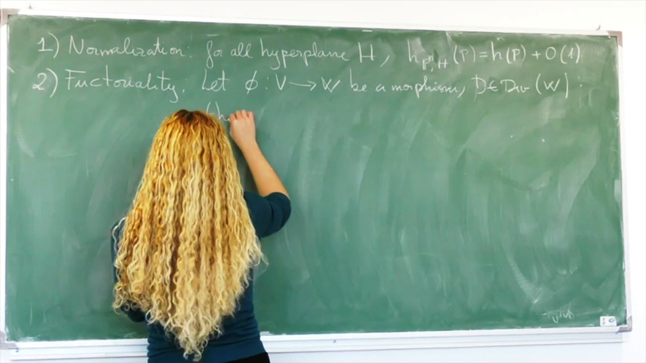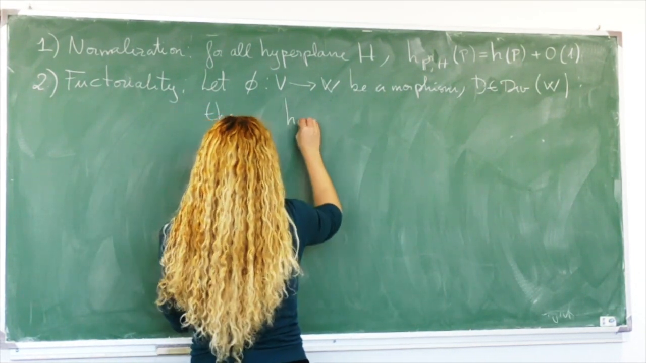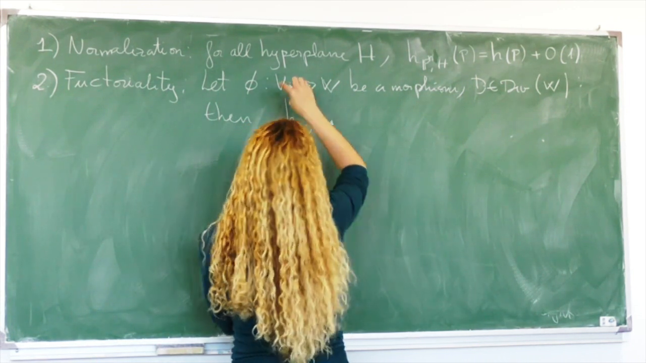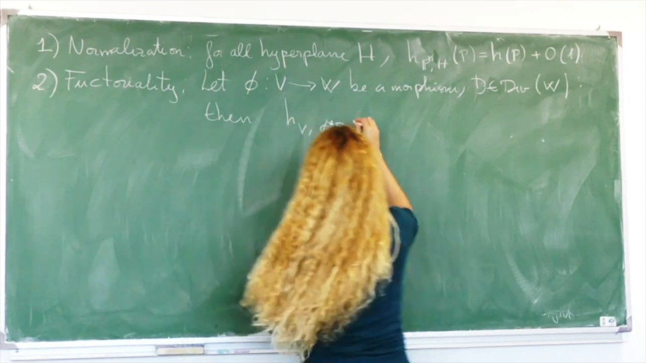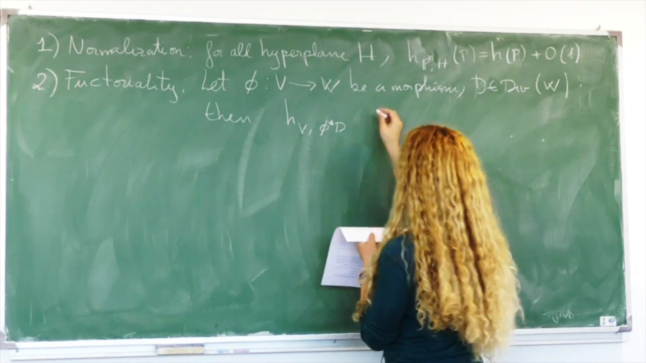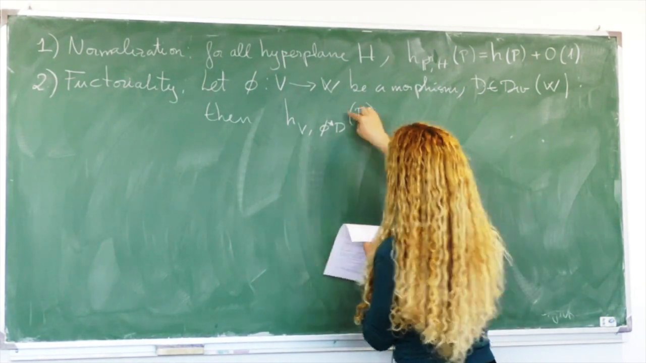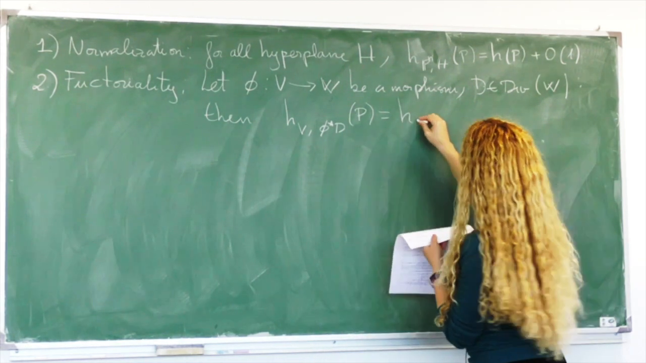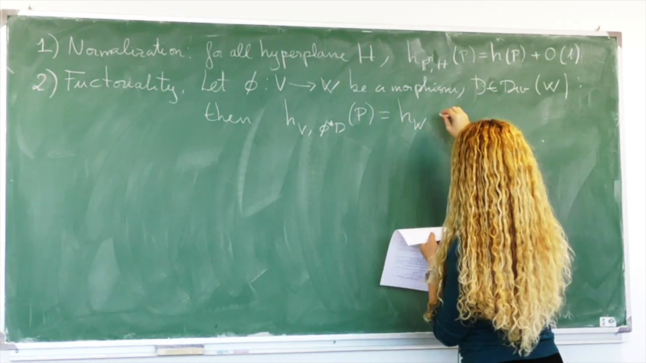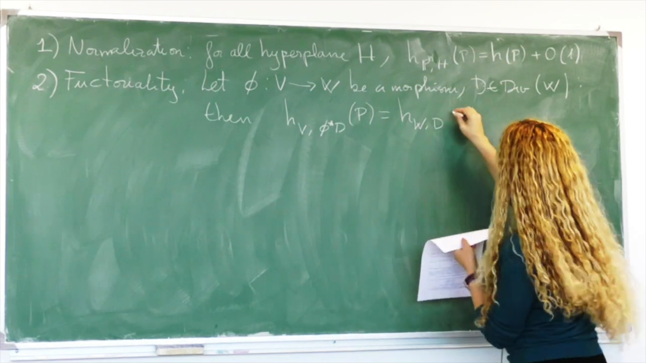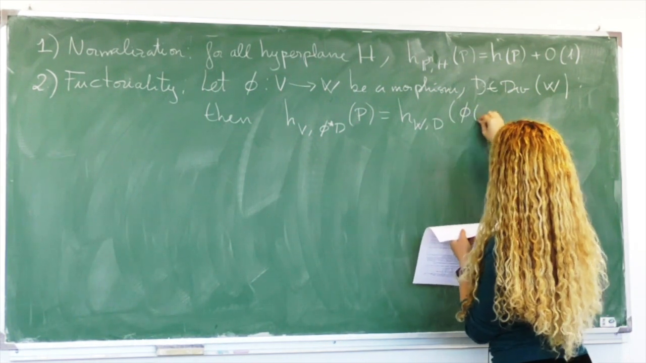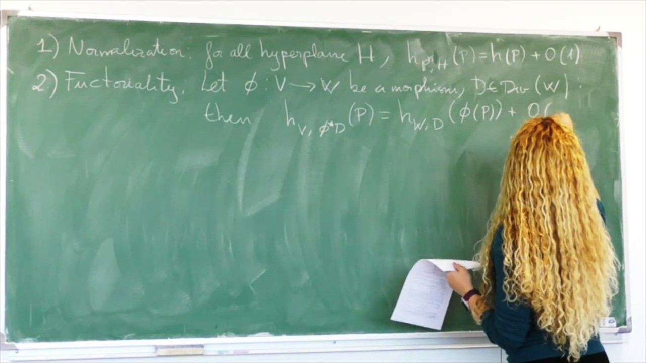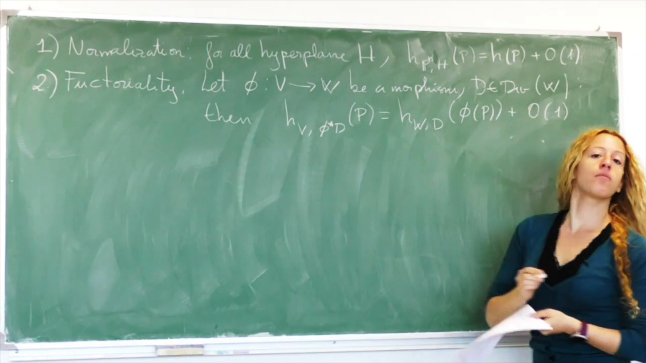Then, as I said, the height on B corresponding to the push forward of the divisor T, for a point P on B, is actually equal to the height on W corresponding to the divisor D for the image of the point. And of course, up to constants.